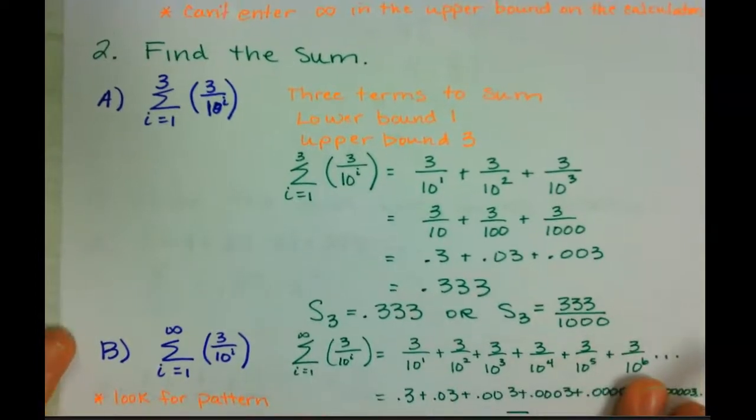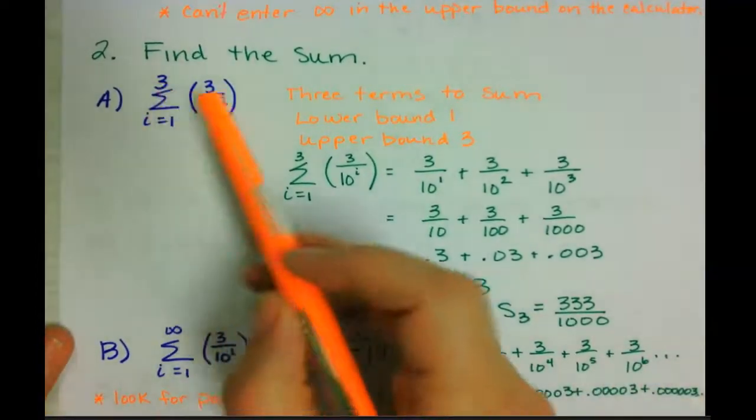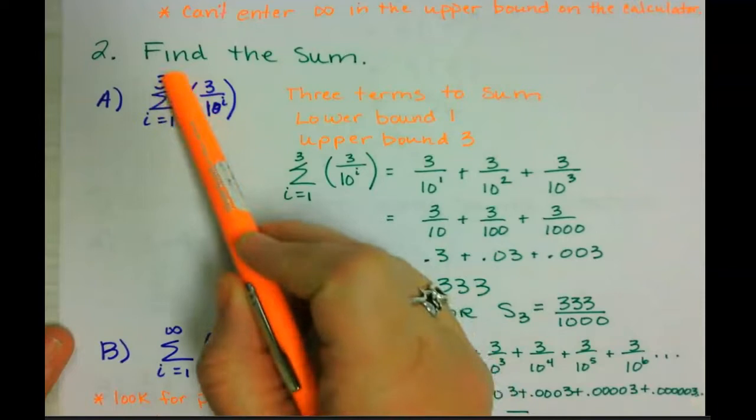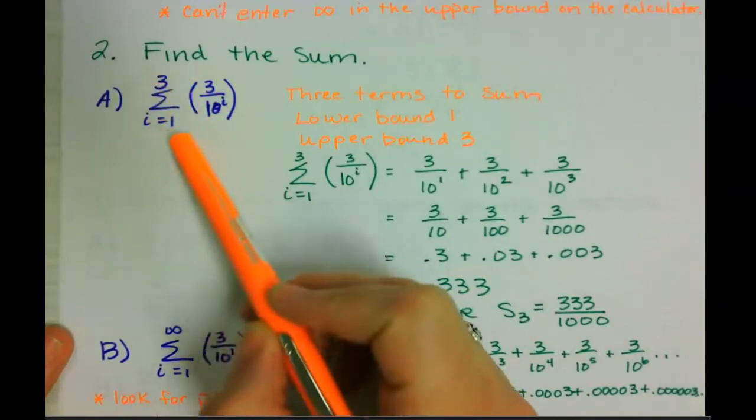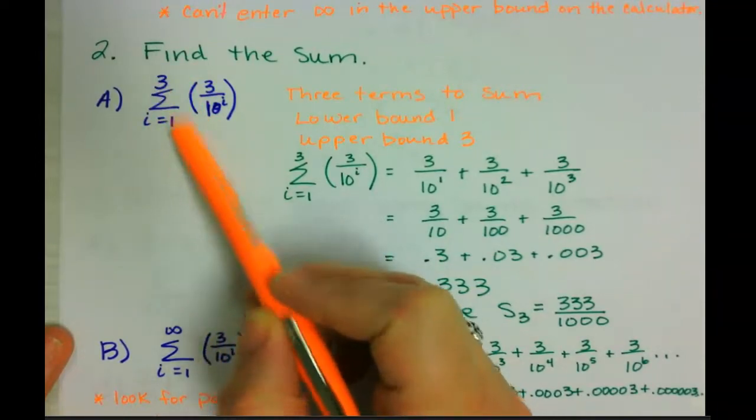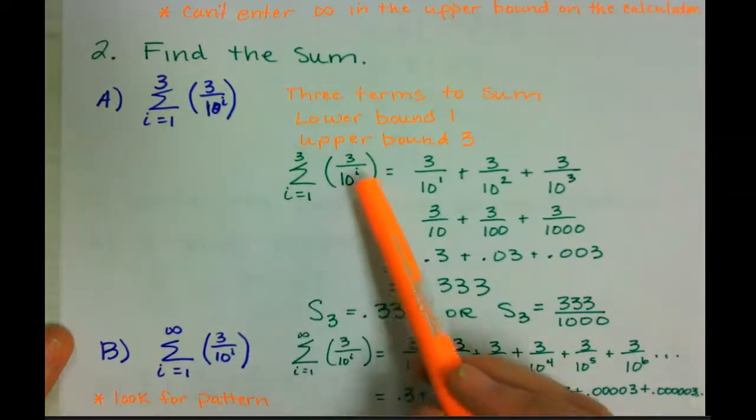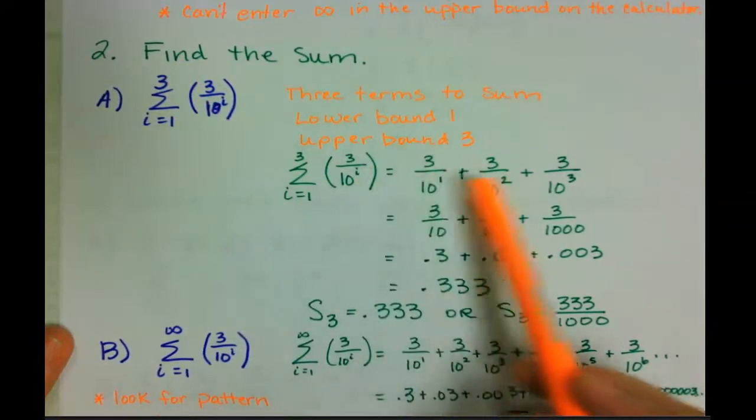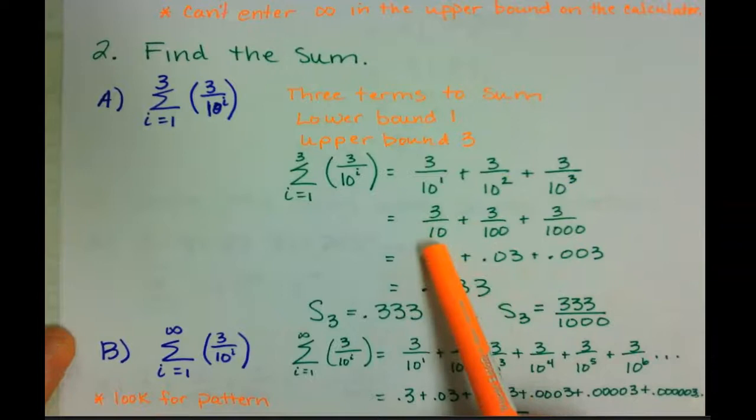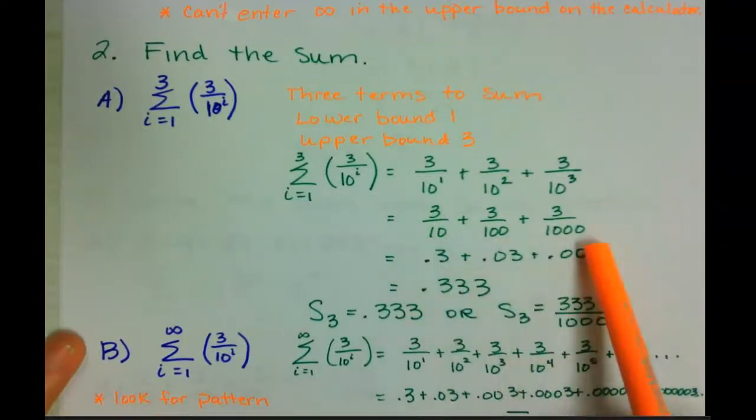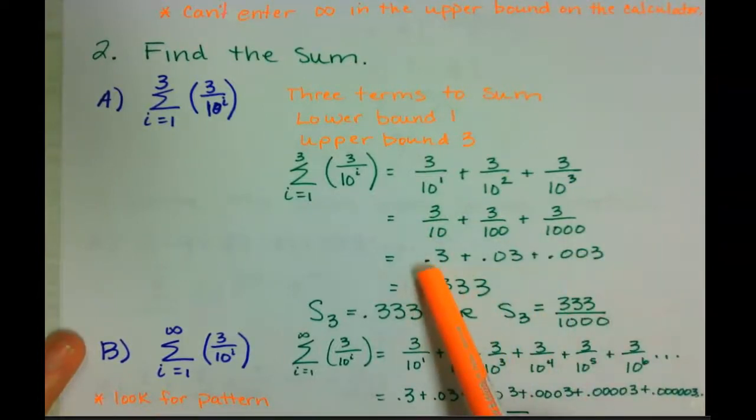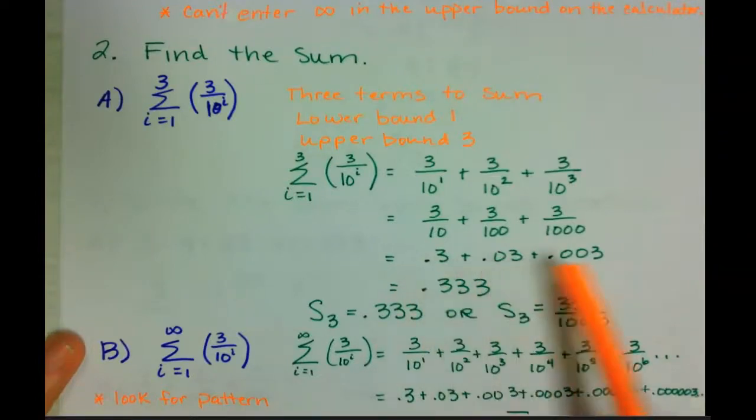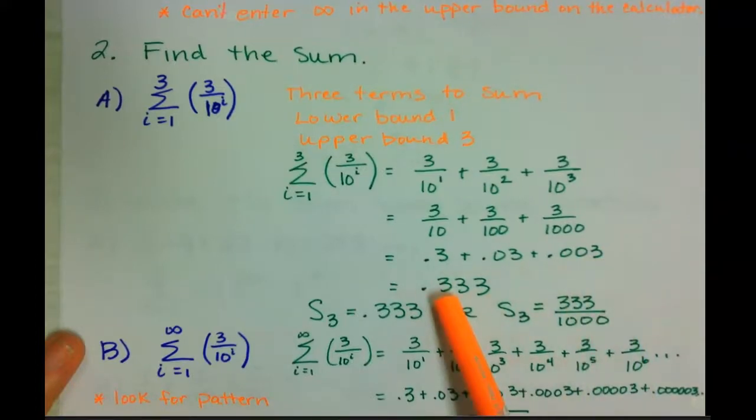The difference in part A and B on 2 when we're finding the sum is we're just going from 1 to 3. So that means we're finding the first 3 terms. Lower bound is 1, upper bound is 3. So I plug that in for i: 1, 2, 3. I get the fractions 3/10, 3/100, 3/1000. I always go to decimals on these because sometimes it's easier to see. So 0.3, 0.03, 0.003. And when I add all of these up, I get 0.333.